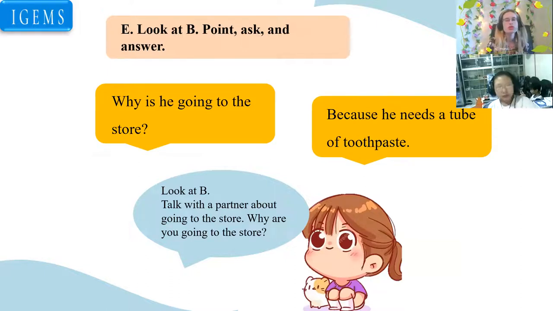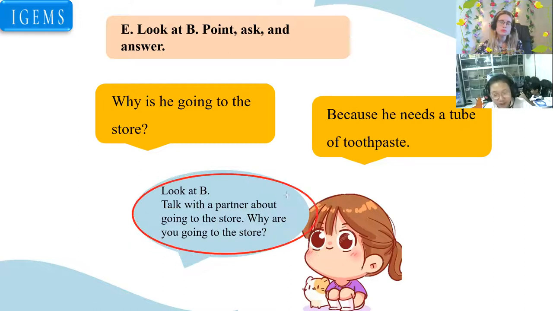Talk with a partner about going to the store. Why are you going to the store? So, Kelly, do you need to go to the store? Yes. Why do you need to go to the store? I go to the store to buy something. My mother told me to buy it. Oh, very good. So I'm going to the store because my mom needs me to buy something there. But what does she need you to buy? Toothpaste, toilet paper, what? Many things. Bottles of milk. Milk, yeah, okay.